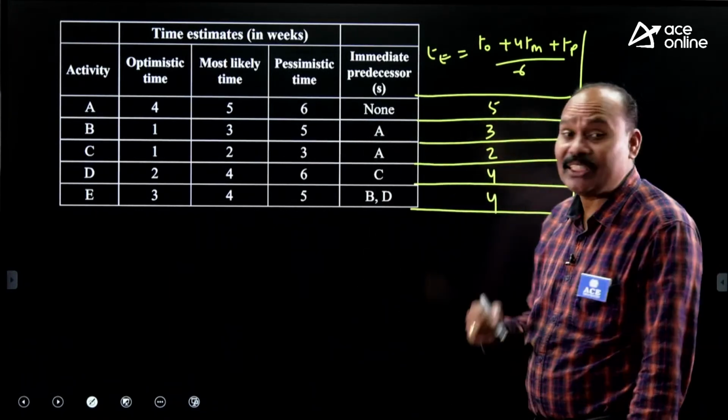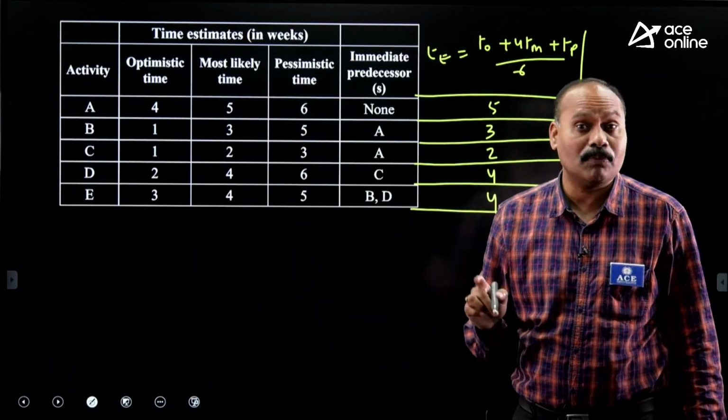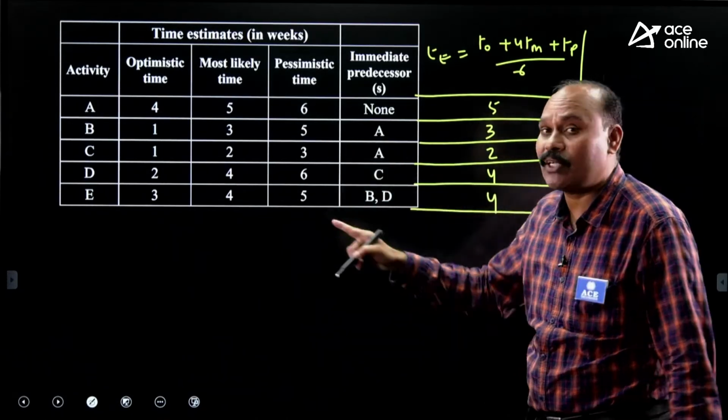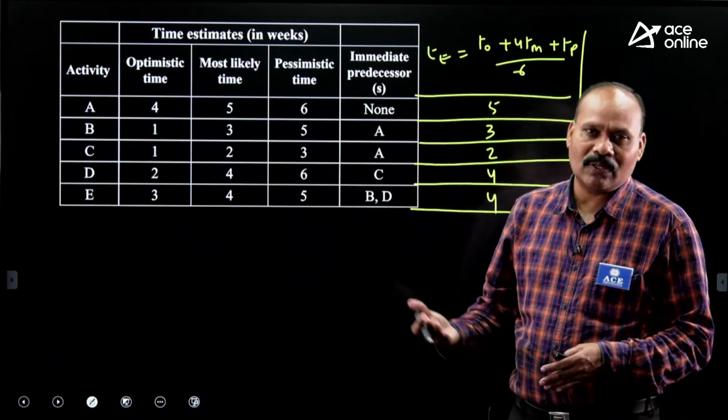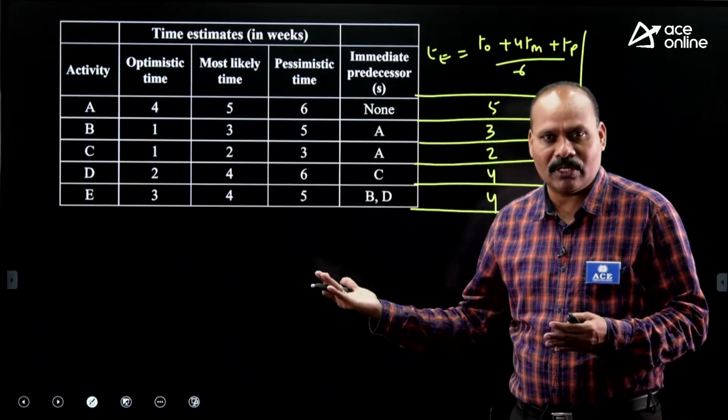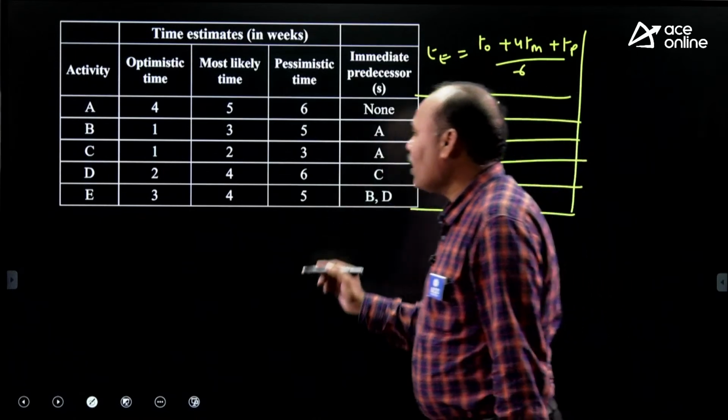And draw the diagram. Which diagram do you have to construct? Only the AOA diagram, because PERT network uses the AOA diagram. Of course, in an objective question, you can make use of AON also. Only project completion is asked, but it is better to draw the AOA diagram.